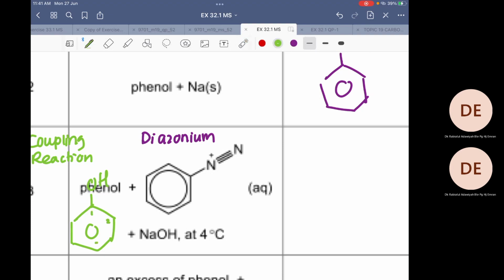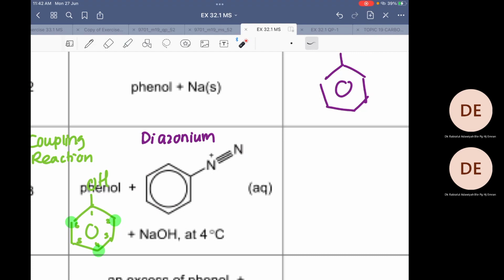There's 1, 2, 3, 4, 5, 6. Does anyone remember, for the OH group in phenol, which position is activated? 2, 4, 6. Okay, so it's usually activated on the 2, 4, 6 position. But for this reaction specifically, usually they like to direct it to the 4 position first, because they try to space out the 2 benzene rings from each other. Because if we attach it on the 2nd position, it will be too crowded.